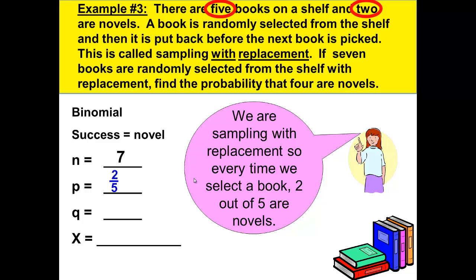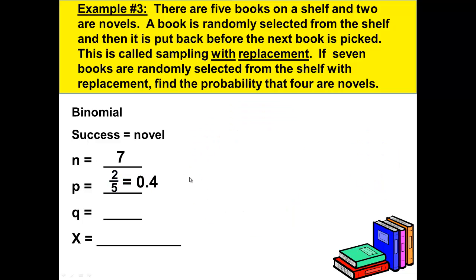So our probability of success is 2 out of 5, or 0.4. Our Q is 1 minus 0.4, or 0.6. That's the probability of not being a novel. And our X's run from 0 through 7.